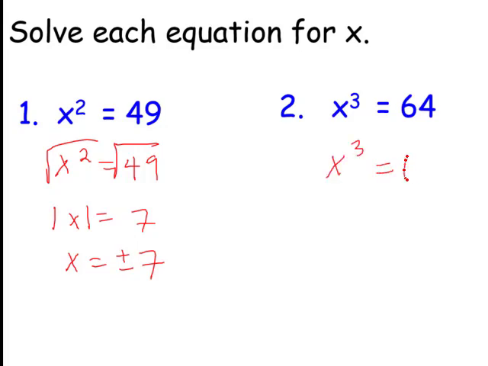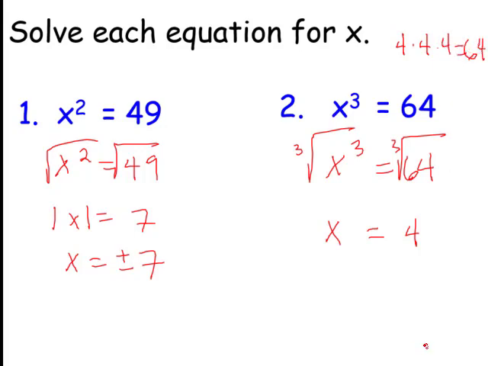x cubed is equal to 64. So now we have to take the cube root, but you have to make sure you write that index of 3, and then the cube root. So in this particular case, we're left with just x. You do not have to use the absolute value because underneath a cube root, you can have a negative. And in this case, the cube root of 64 is 4 because 4 times 4 times 4 is 64.